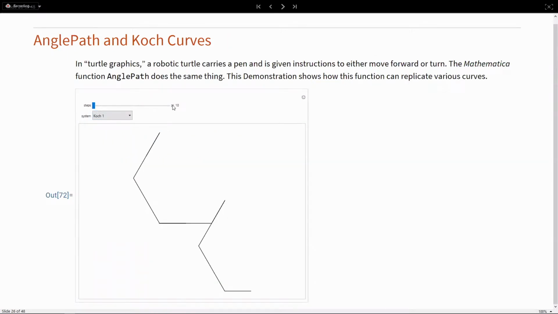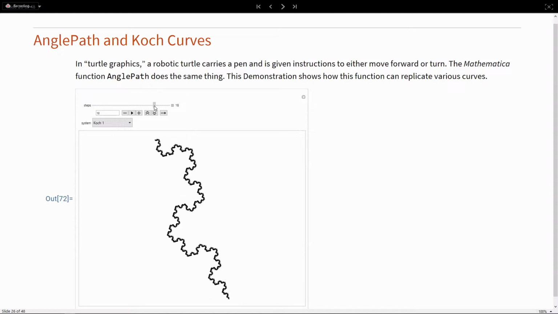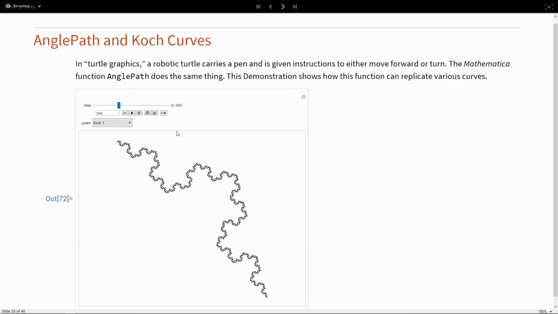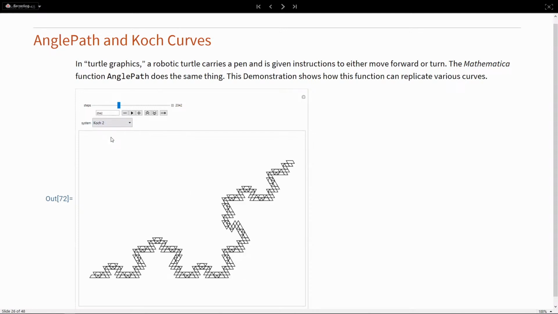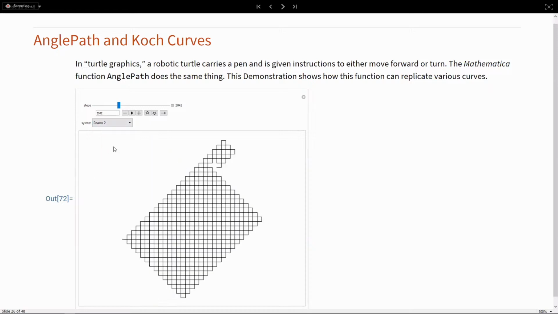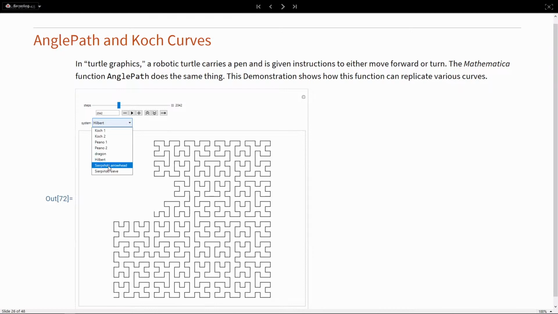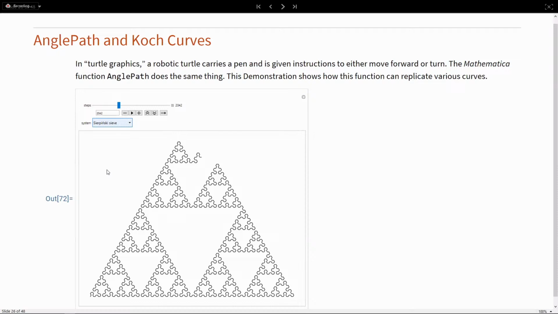Let's see, angle path is another way of generating these different curves. So the Koch 1 curve. Let's go to many steps here. Here's a variation of the Koch curve. The second Koch curve, the piano curve, and angle path and Koch curves is a Wolfram demonstration. Hilbert curve, Sierpinski, and so on.